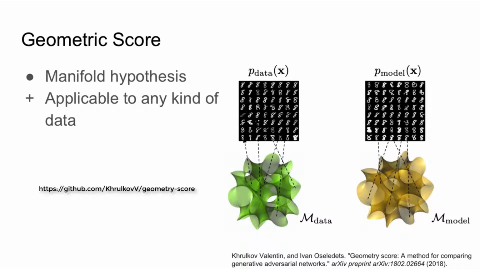The last measure of quality that I would like to discuss is geometric score. It is based on the manifold hypothesis and applicable to any kind of data. If you want to use it, use the link to the GitHub from the slide.